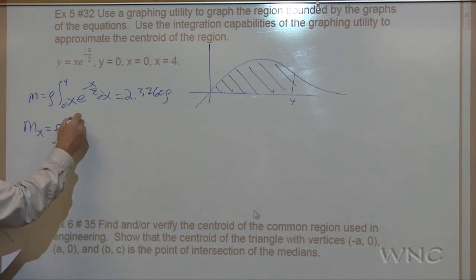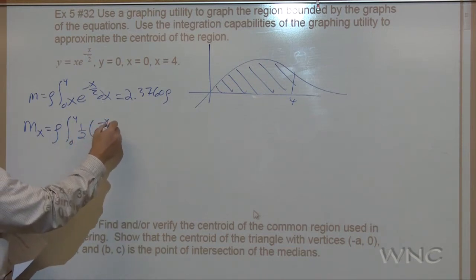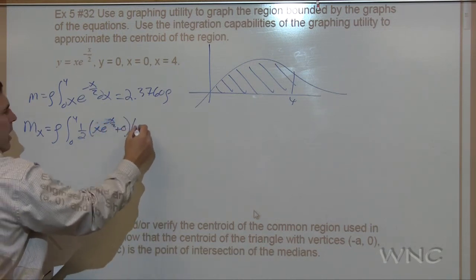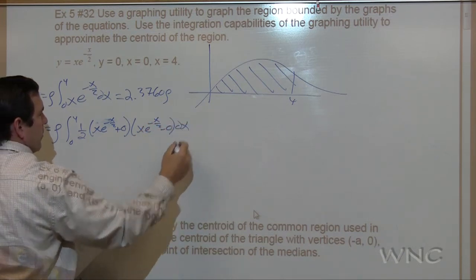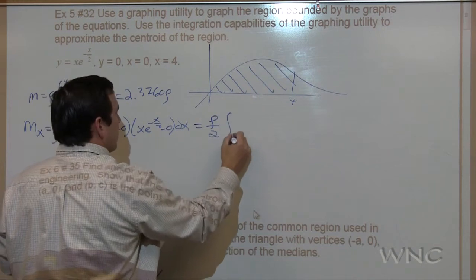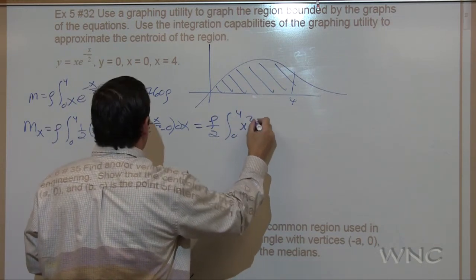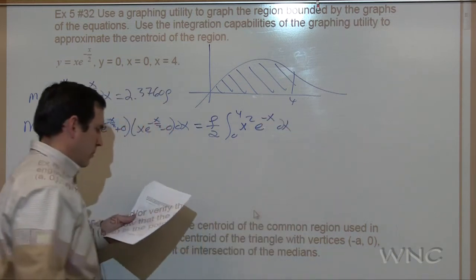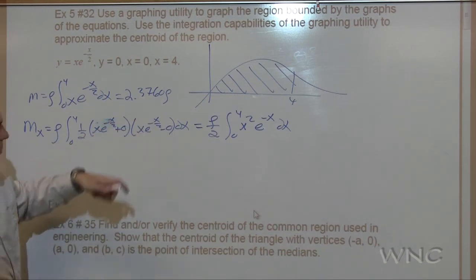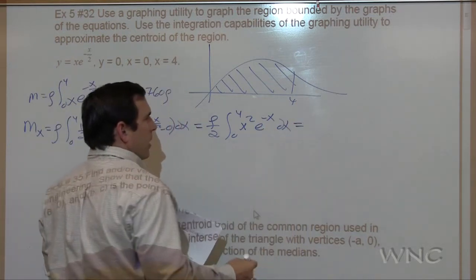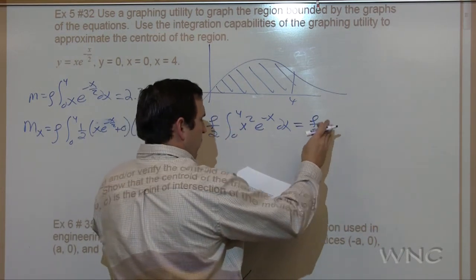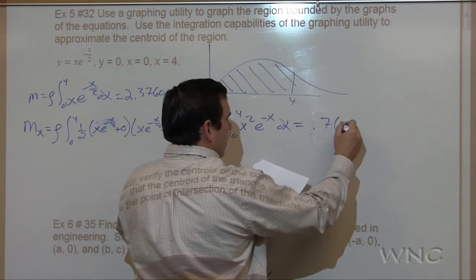mx is going to be rho integral from 0 to 4 of 1/2 times e to the negative x over 2. I forgot my x. x e to the negative x over 2 minus 0, or say plus 0, x e to the negative x over 2 minus 0 dx. That's going to be rho over 2, integral from 0 to 4, excuse me, of x squared e to the negative x dx. Because if you add these, negative x over 2 and negative x over 2 is 2, negative x over 2 or just negative x. So from that we get, from the calculator, rho over 2. Let's give you one final answer here: 0.7619 rho.